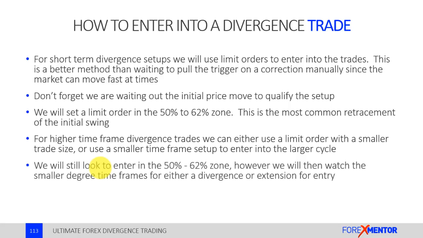Now, we'll still look to enter, like we just said, in the 50 to 62% zone. However, we will then watch the smaller degree time frames for either a divergence or an extension entry. And that's talking about what we just talked about for the higher degree time frame. So let's go ahead and look at how we do this. Let's pull up some charts and some potential divergence entries here.